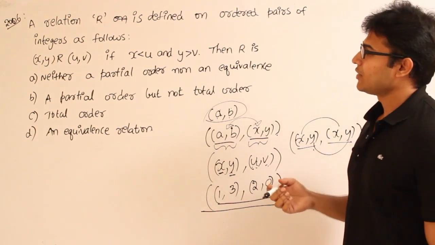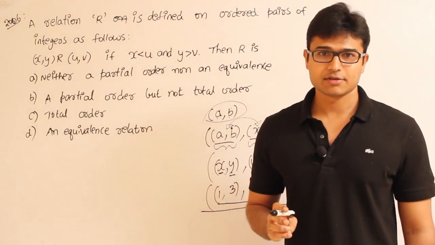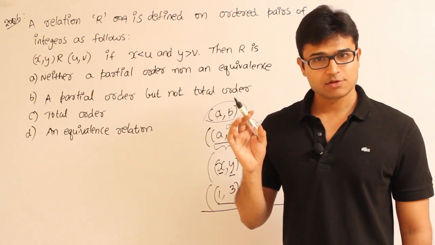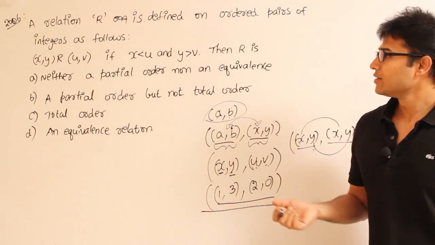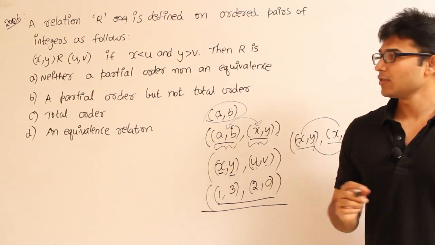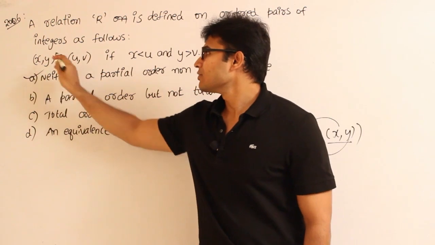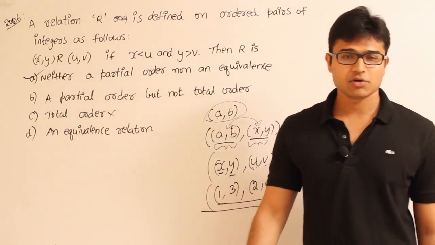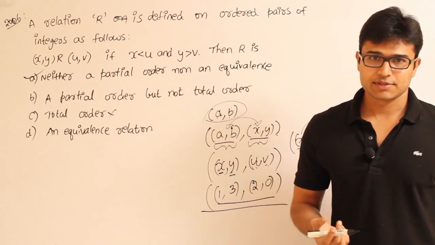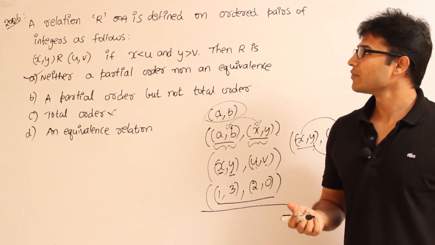Since it is not reflexive, it cannot be a partial order or total order or equivalence relation. Are you getting this? If it has to be a partial order relation, first of all it should be reflexive, isn't it? So since reflexive fails, it cannot be anything. So it is neither a partial order nor an equivalence relation. And total order is definitely not possible, because every total order is a partial order first, right? So definitely the answer is none of them.